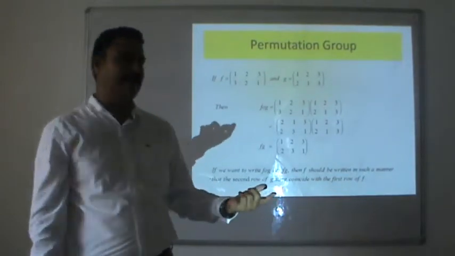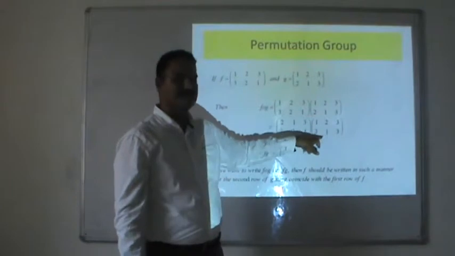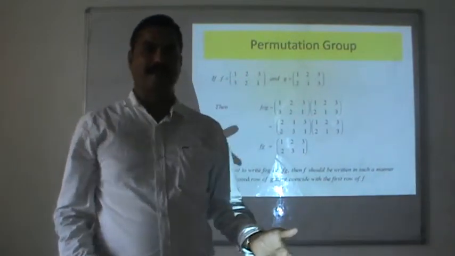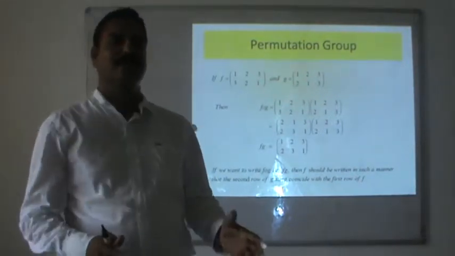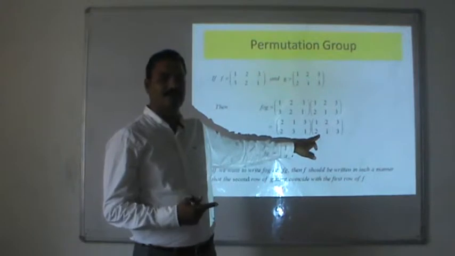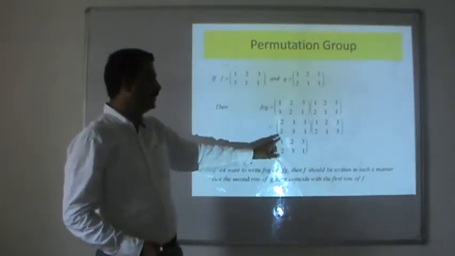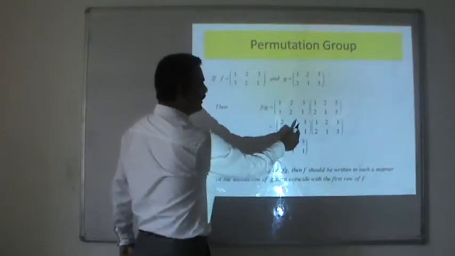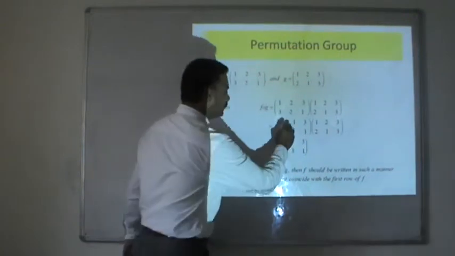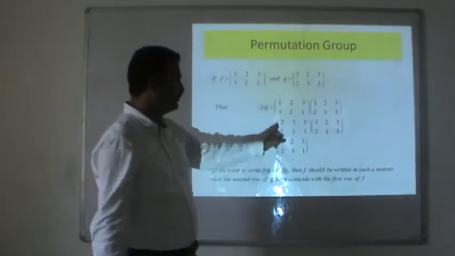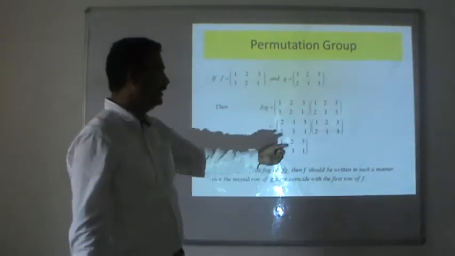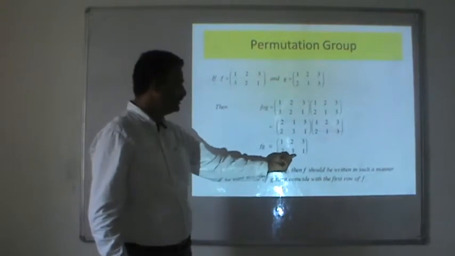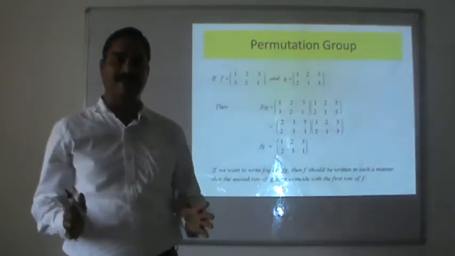this F permutation can be written in such a manner that the second row of the permutation G must coincide with the first row of F. So if you want to write FoG, then F should be written in such a manner that the second row of the second permutation G must coincide with the first row of the first permutation F. Further we write the mapping: 2 maps on 2, so 2 goes to 2, and 1 goes to 3, so 1 goes to 3, and 3 goes to 1, so 3 goes to 1. And finally we observe the two rows are identical, 2, 1, 3 and 2, 1, 3. So we cancel them, which is common to both the permutations, and finally we get 1, 2, 3 as the domain elements, and the remaining 2, 3, 1, which is our range set elements. So this is your FoG, which is the product of both the permutations F and G.